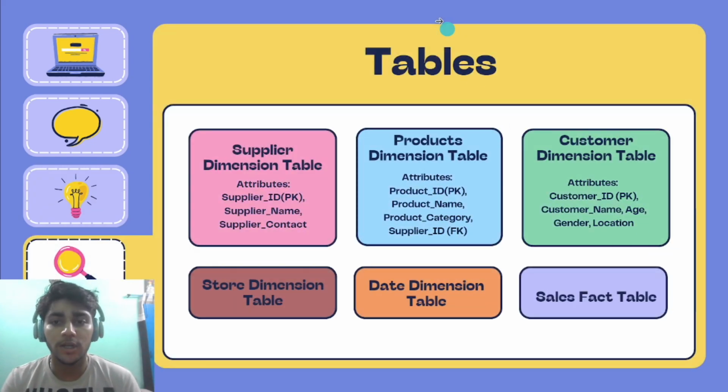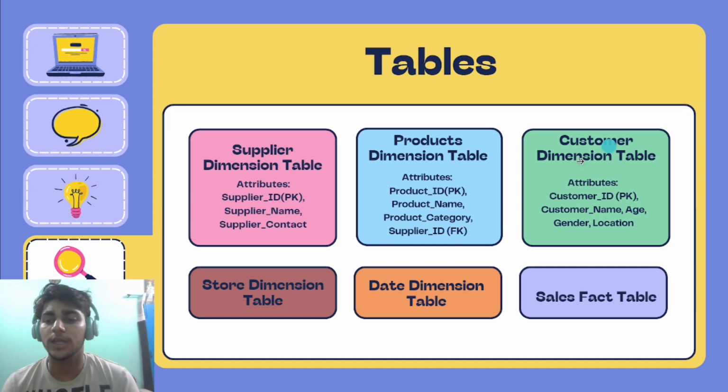Let's talk about what tables will be in our e-commerce star schema. The first table can be the supplier dimension table. It will contain all supplier attributes, for example, supplier ID, who is supplying our product, supplier name, what the name of the supplier is, and its contact number. The second table can be the product dimension table, which will consist of a product ID, which will be unique for every product, and then product name, which is the product the customer is ordering, and then its category, and supplier ID, who is supplying this product.